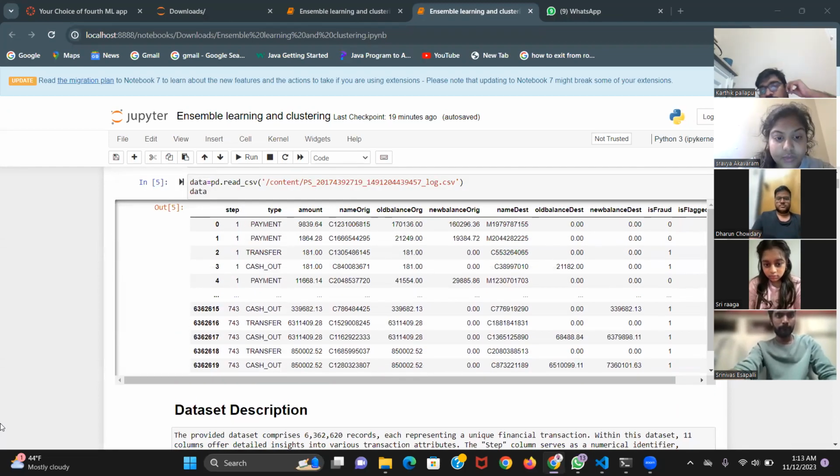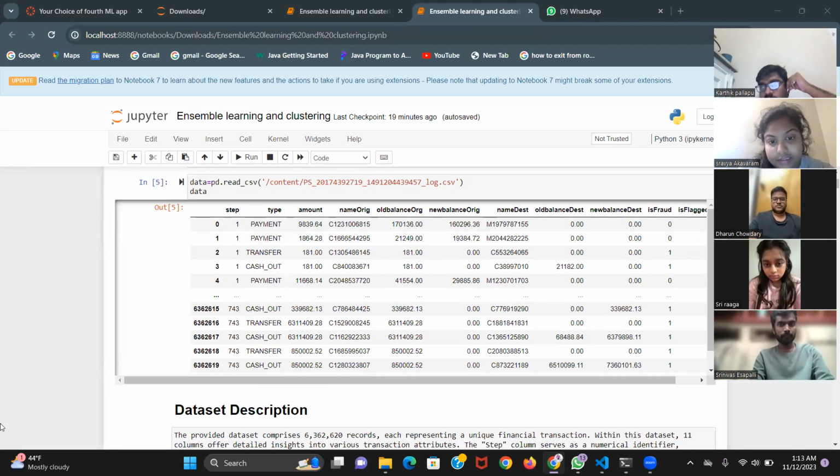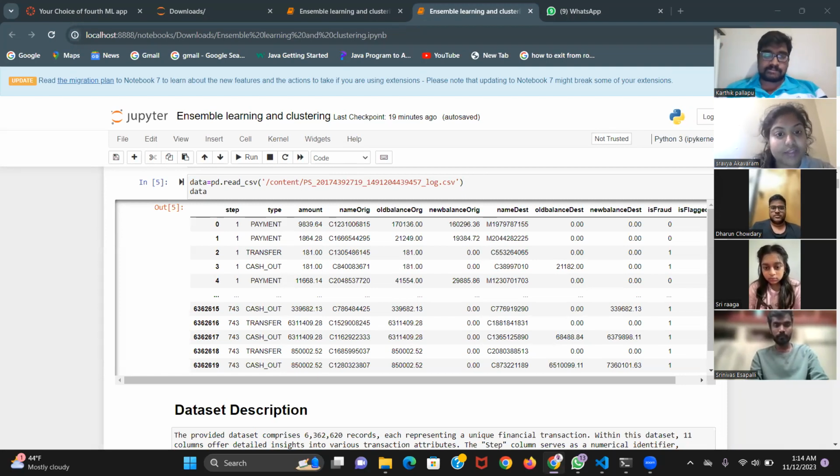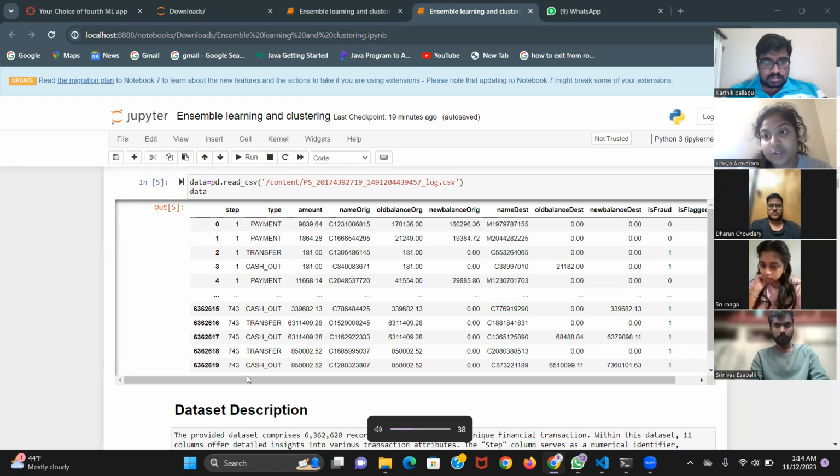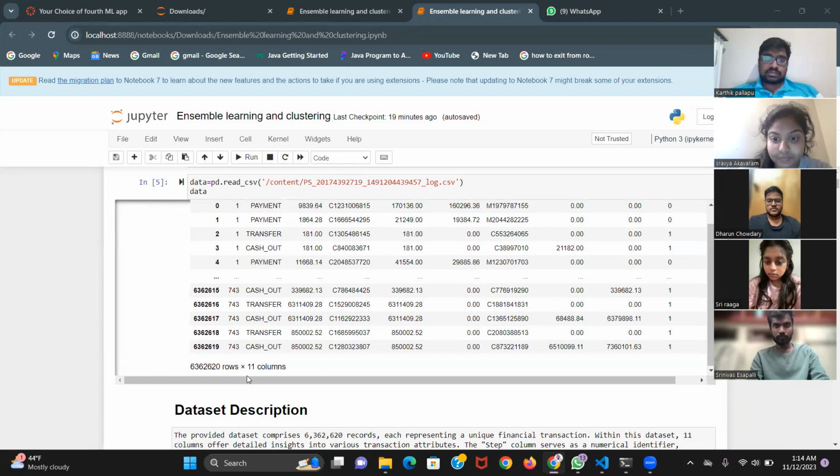Here in the data set, we can see that there are around 6 lakh records that represent the financial transactions. Here we can see the type of payments like the transfer payment and cash out payment, and the amount, the original balance, the new balance, and whether it's a fraud one or a flagged one, etc. Scroll down.